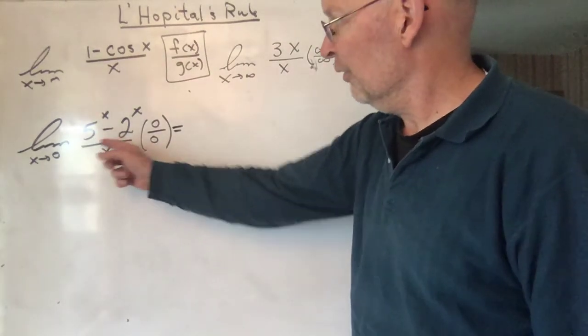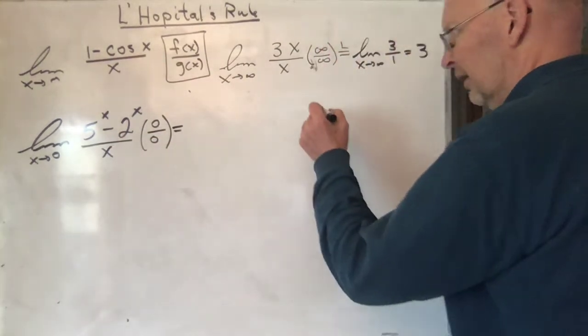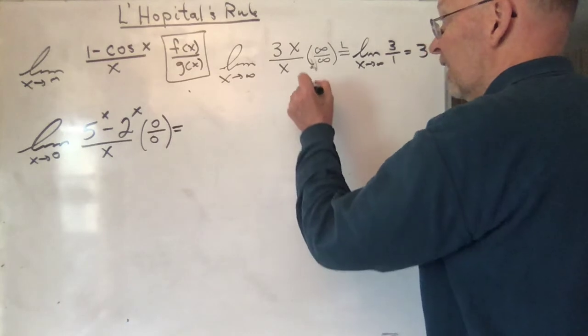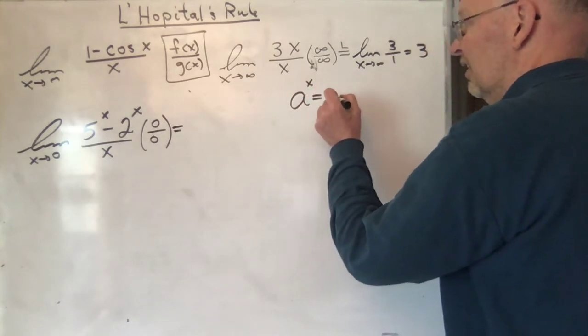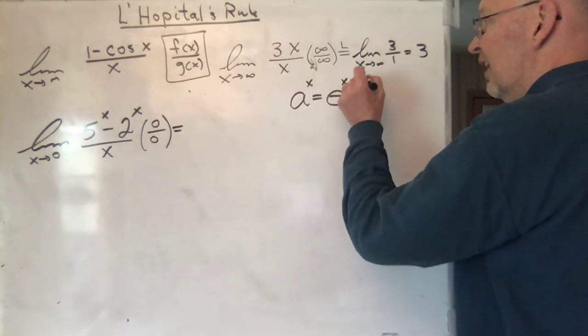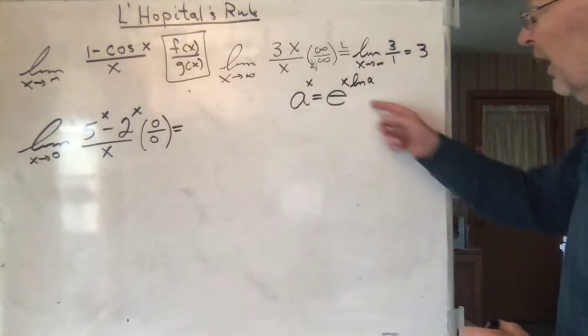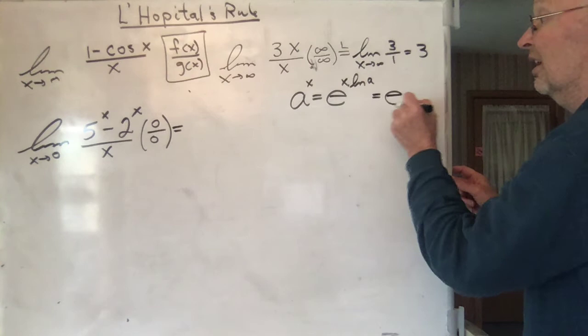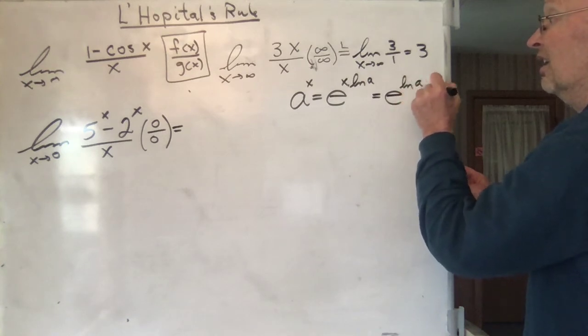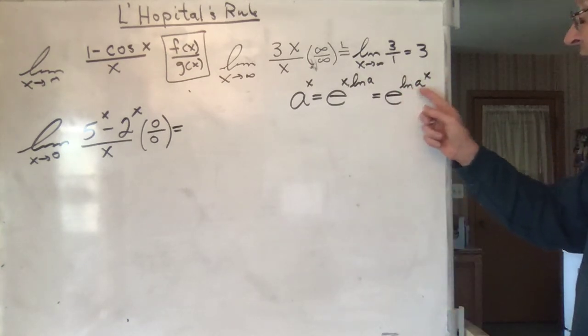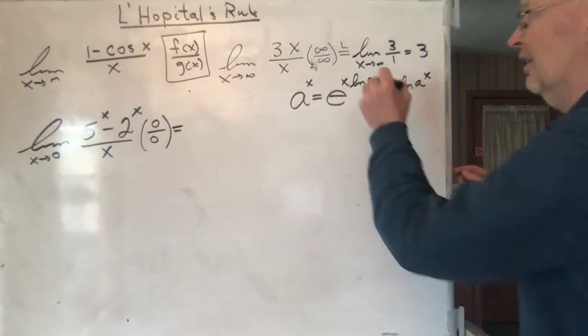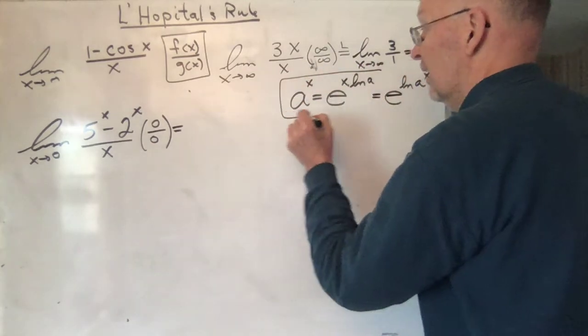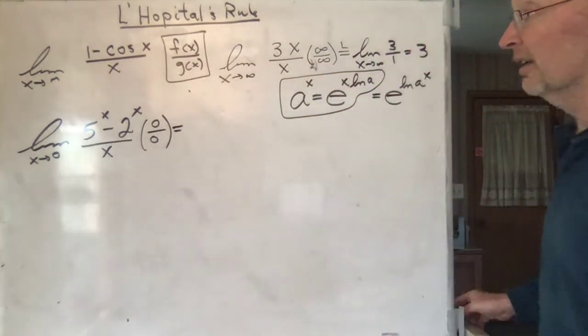So how do we take the derivative of the top? The key to that is to realize that a to the x is equal to e to the x times the ln of a. Why is that? Because if I bring the x up here, e to the ln of anything is just that thing. So this is a real handy identity to keep in mind.